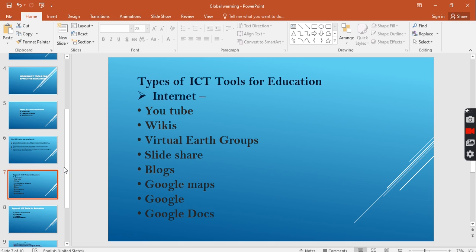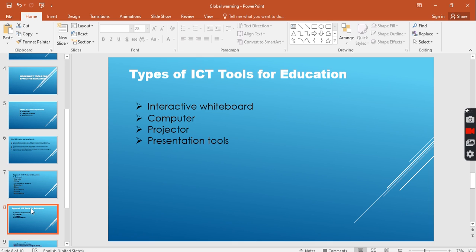Types of ICT tools for education. Internet, and with the internet: YouTube, wikis, SlideShare, blog, Google Maps, Google Docs, etc. Others are interactive whiteboard, computer, projector, and presentation tools. These are the types of ICT tools for education.